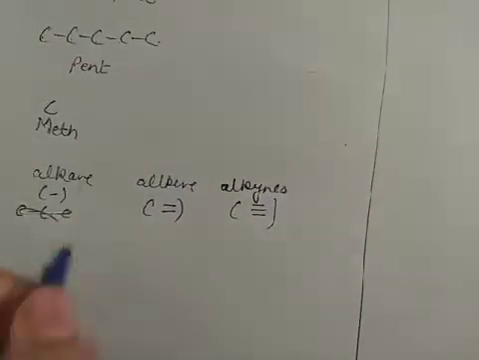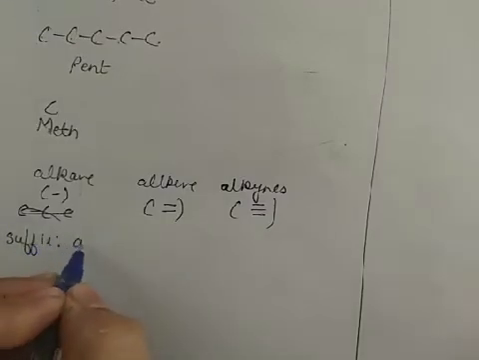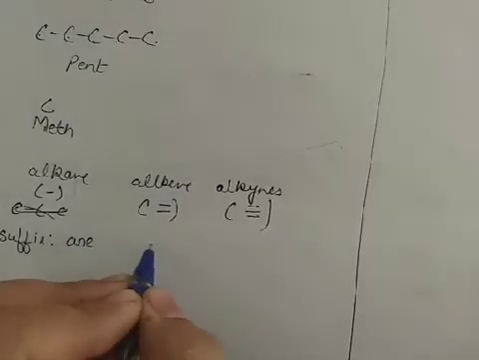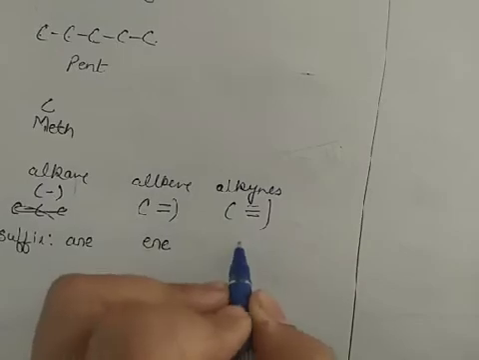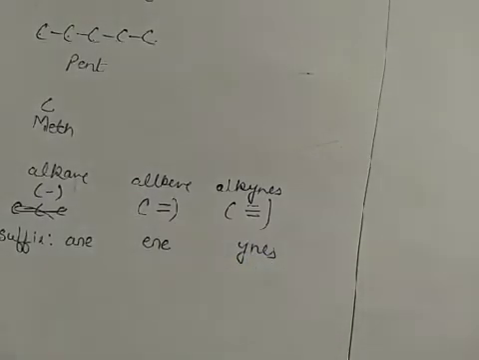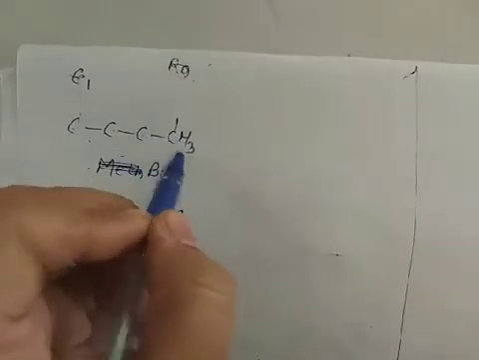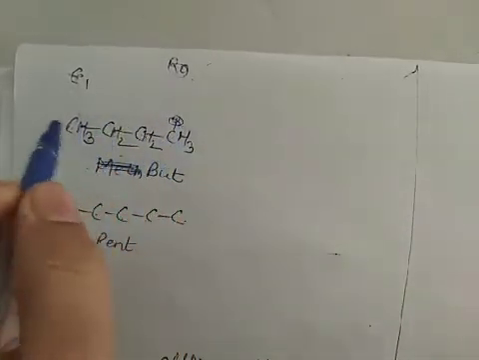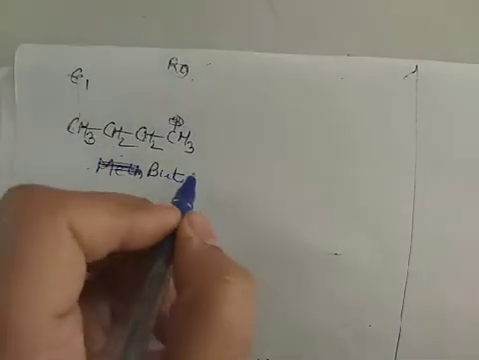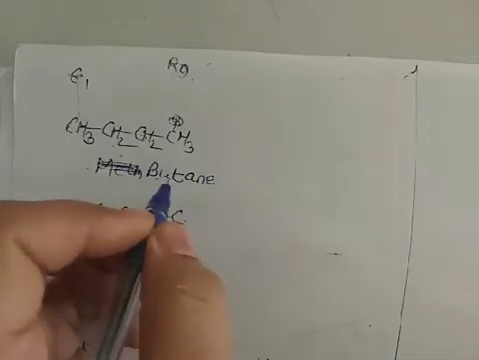For alkane, the suffix will be ane. For alkene, the suffix will be ene. For alkyne, the suffix will be yne. Now for instance, this is all single: CH3, CH2, CH2, CH3. These are all singly bonded. There is no double bond present in the carbon chain, so I will write it as butane.